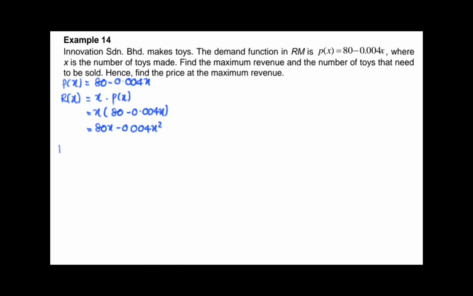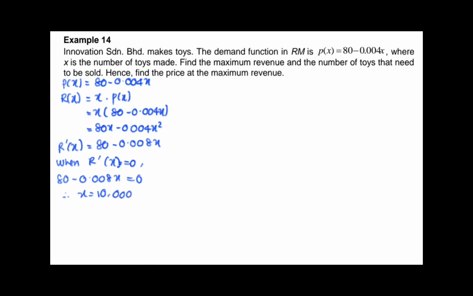The maximum revenue is when the marginal revenue equals 0. So first we have to find the marginal revenue. Differentiate the revenue function, then we get 80 minus 0.008X. So when R prime equals 0, 80 minus 0.008X equals 0, then X equals 10,000.